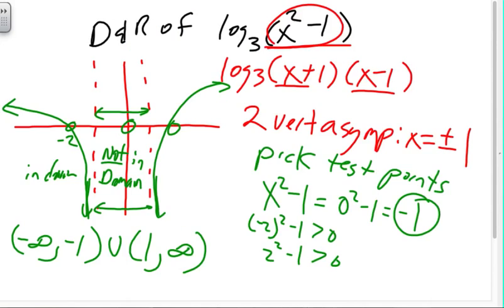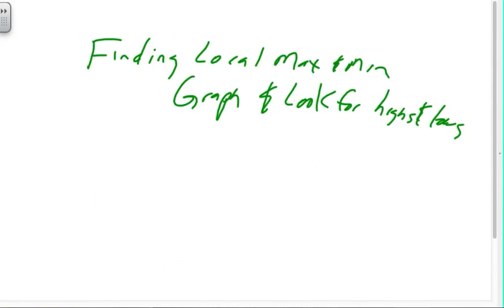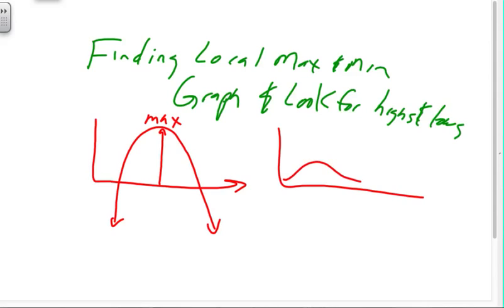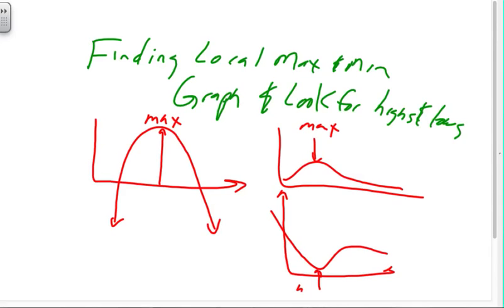So for instance, if your graph looks something like this, and believe it or not, you can get something like this out of a logarithmic, this is a maximum. Or if it looks something like this, it is a maximum. Or if it looks something like that, this is a minimum value.